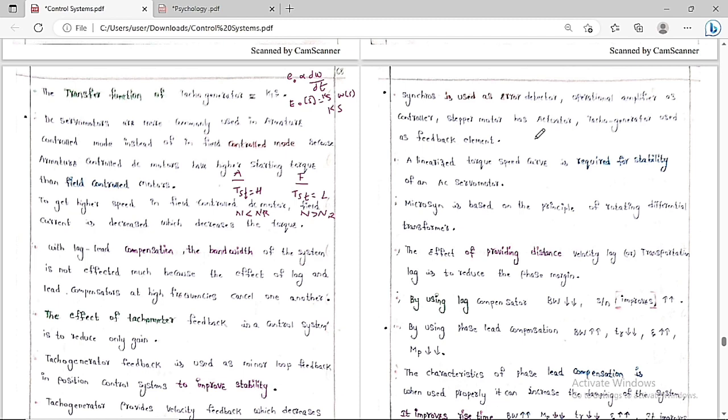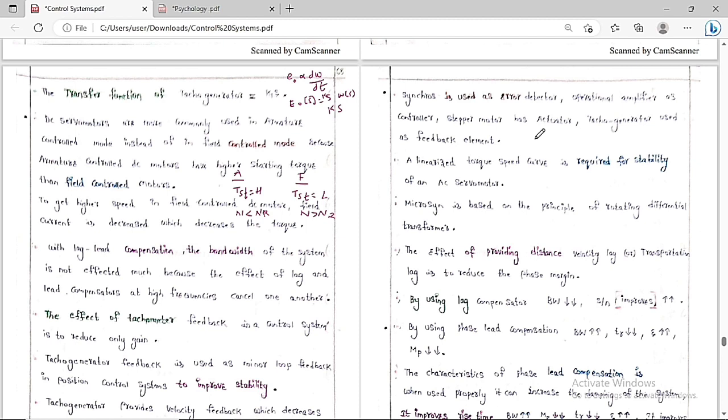So we can say a linearized torque-speed curve is required for stability in the case of the AC servo motor, because its X/R ratio is very low. Because of this, it has a very linearized torque-speed curve.